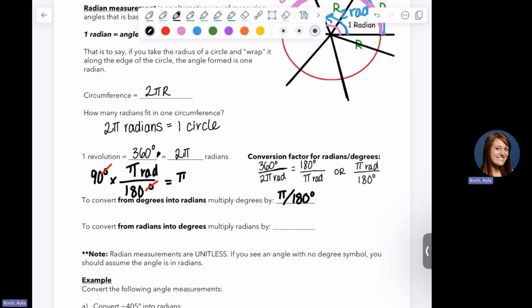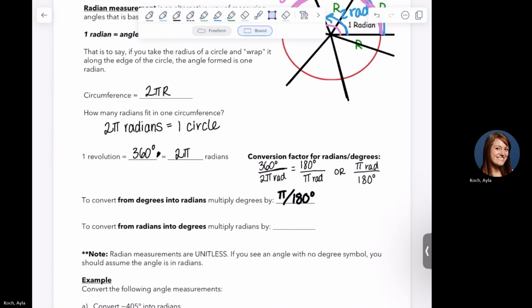You end up with pi over 2, by the way. 90 degrees is the same thing as pi over 2 radians. And to go from radians into degrees, you multiply by 180 degrees over pi.